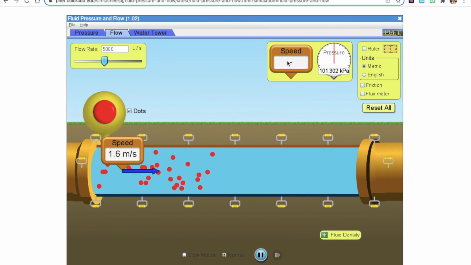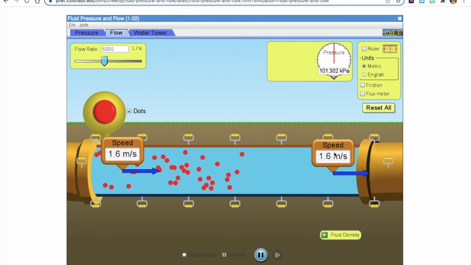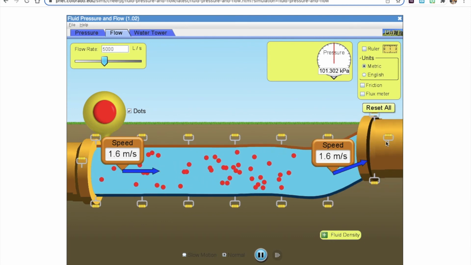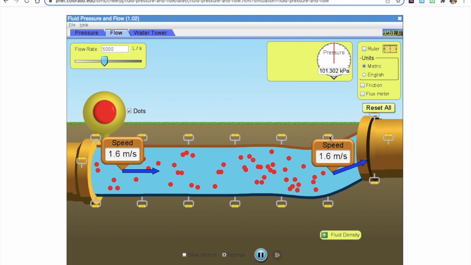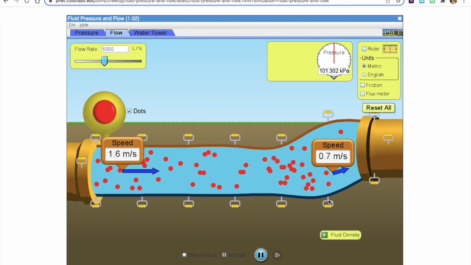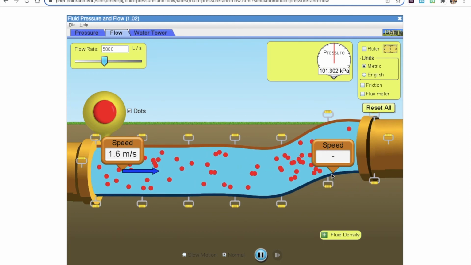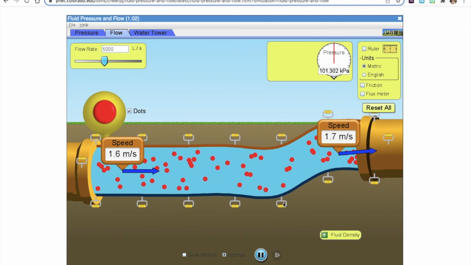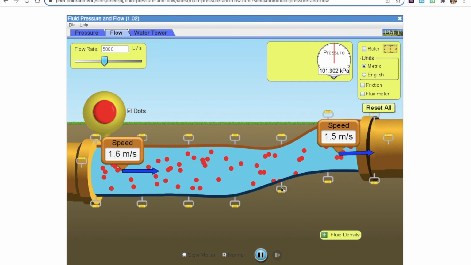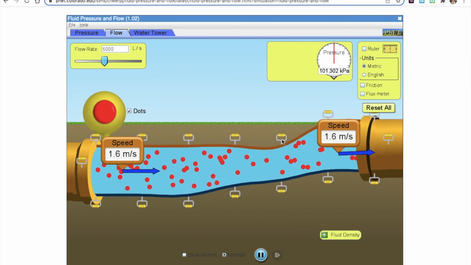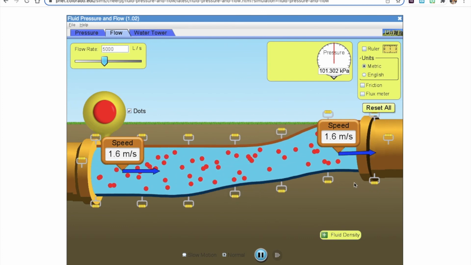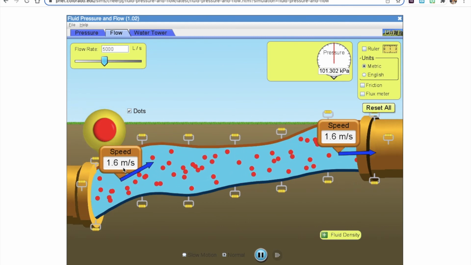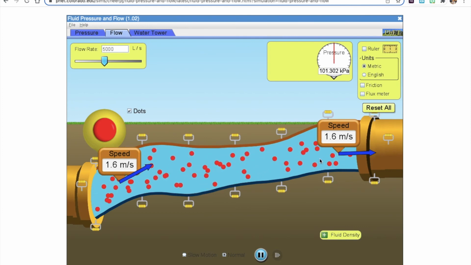So we need to get the speed, right? It's equal speed, but we need to have different heights. So I'm going to move this one, the whole thing. There you go. And I'm going to move this one over here. Right, different heights, as you can see.